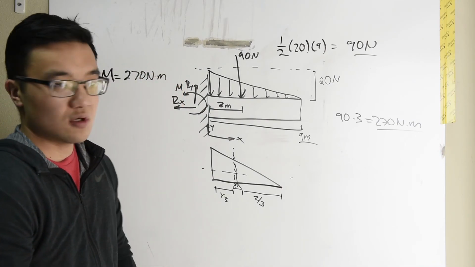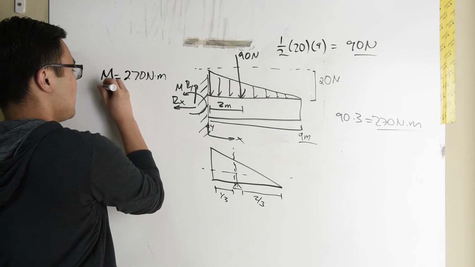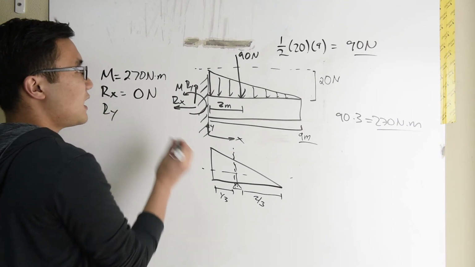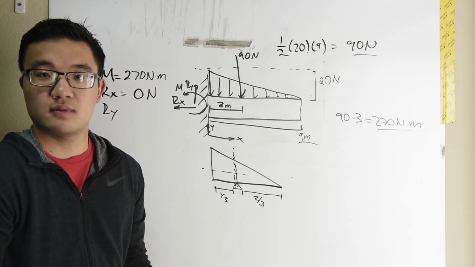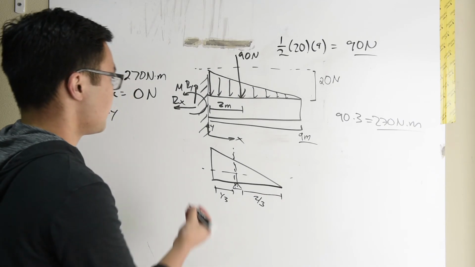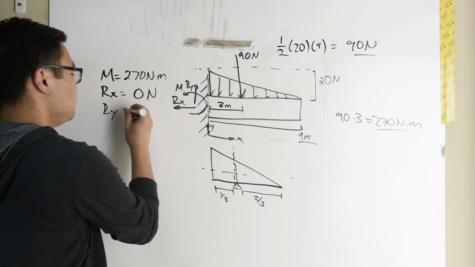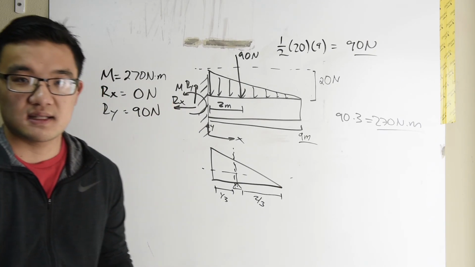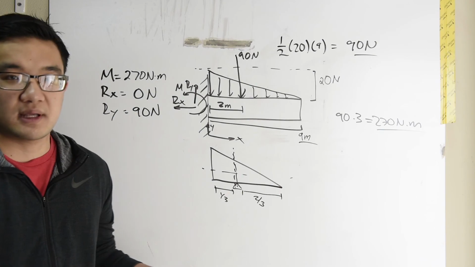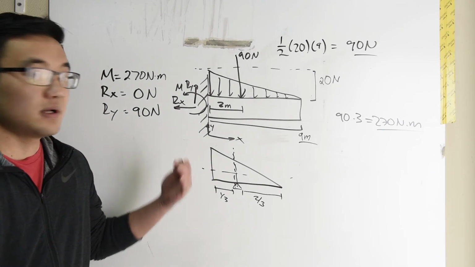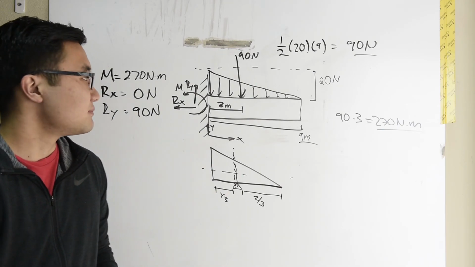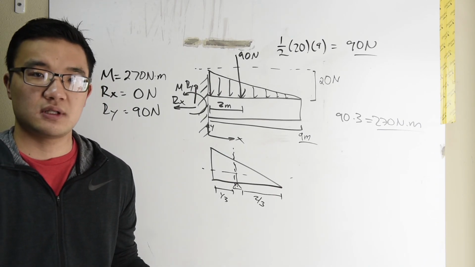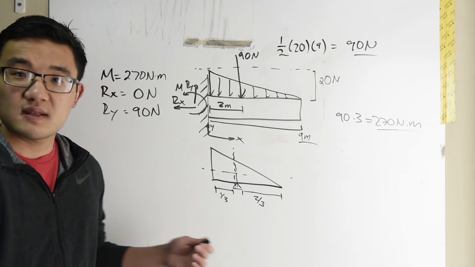And of course, we have no force in the X, so the reaction force in X is going to be equal to 0, and the reaction force in Y is of course equal to the sum of the distributed load, which is 90 newtons, in the positive Y direction. So really, as you can see here, it's not much more of a complication to add a distributed load into the problem, because we can always simplify this down to a point force load, which we're very comfortable dealing with. So hopefully this makes some sense.